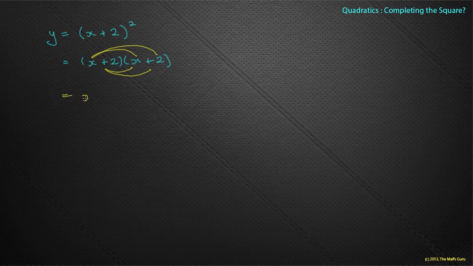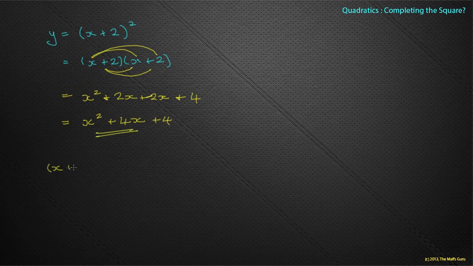And so x times x gives me x squared, x times positive 2 gives me positive 2x, positive 2 times x gives me positive 2x, and positive 2 times positive 2 gives me positive 4. So x squared, 2x plus 2x is positive 4x, plus 4. And so we know that (x plus 2) all squared is equal to x squared plus 4x plus 4. Well, can we use this result to help me find x squared plus 4x plus 3?